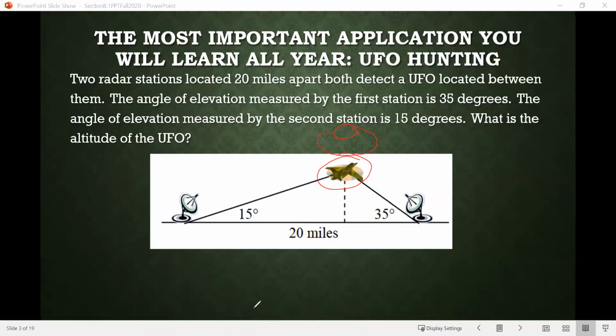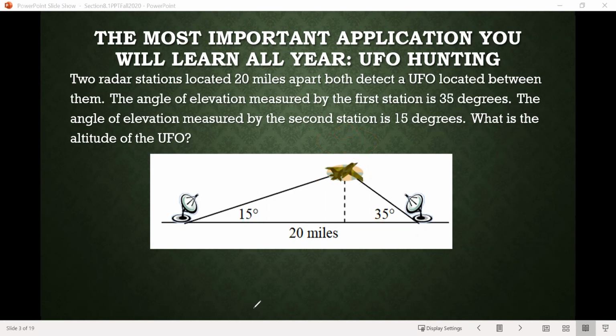We're told that the angle of elevation measured by the first station up to the UFO is 35 degrees. So that would be this here. The angle of elevation of the second station is 15 degrees. And we want to know what the altitude is of the UFO.